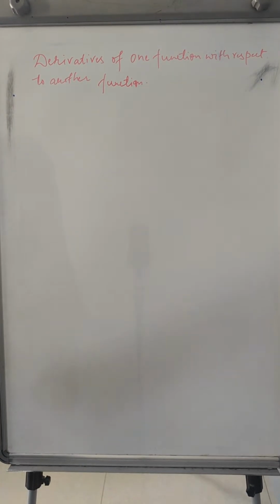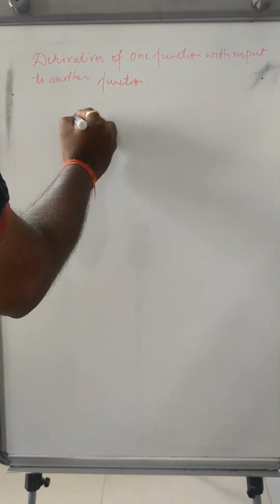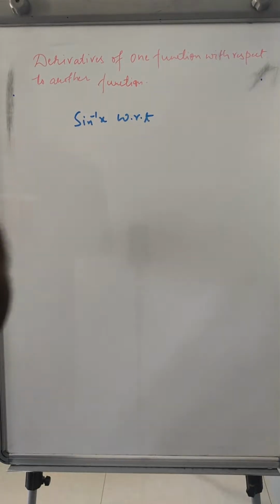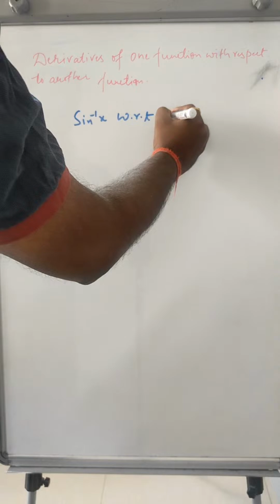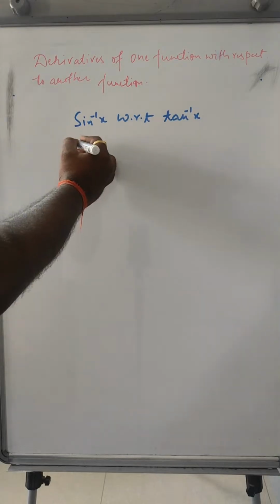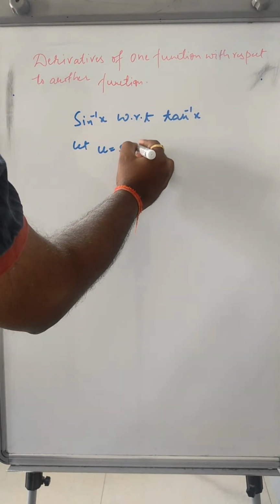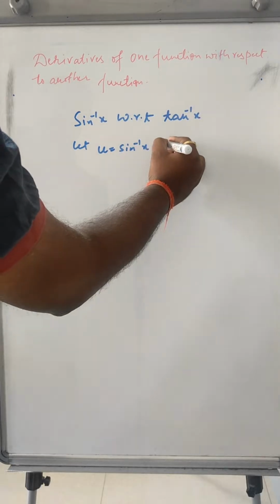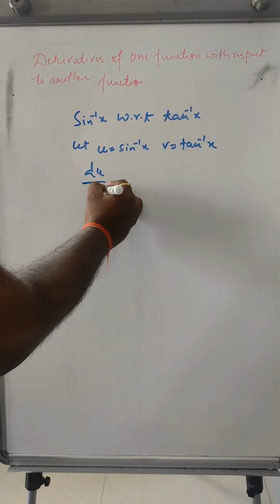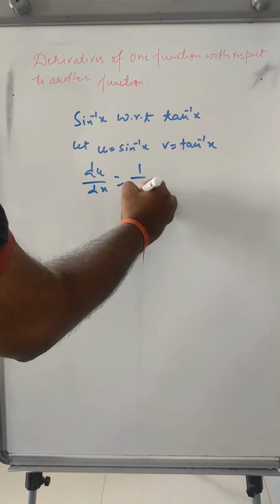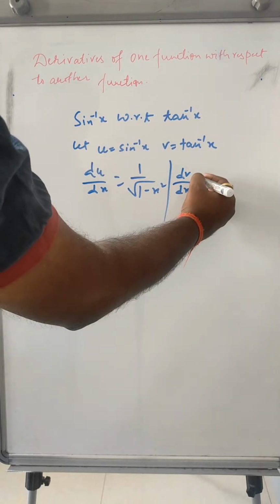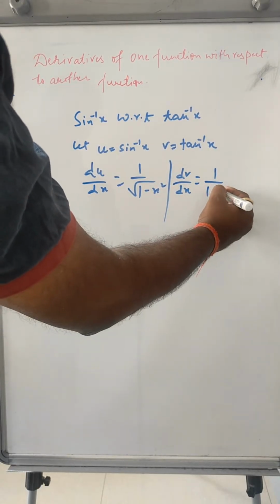Now third one is what? Sine inverse x with respect to tan inverse x. Got it? So here we let u is equal to sine inverse x, v is equal to tan inverse x. Correct? And du by dx is equal to 1 by under root 1 minus x square and dv by dx is equal to what? 1 by 1 plus x square.